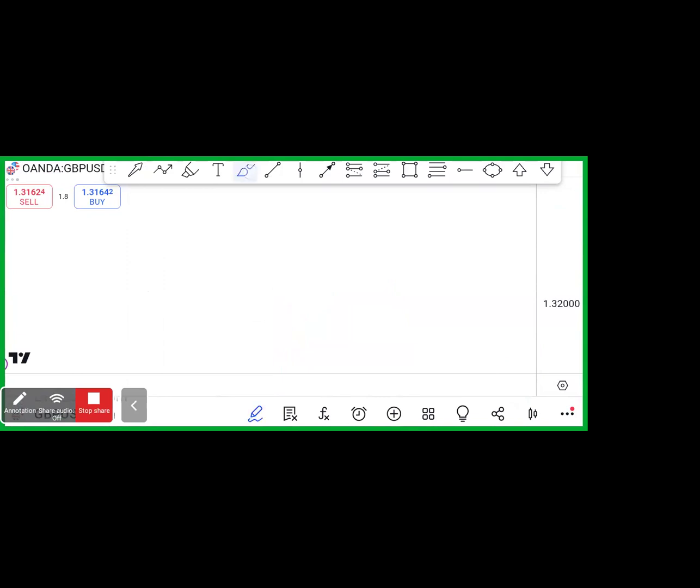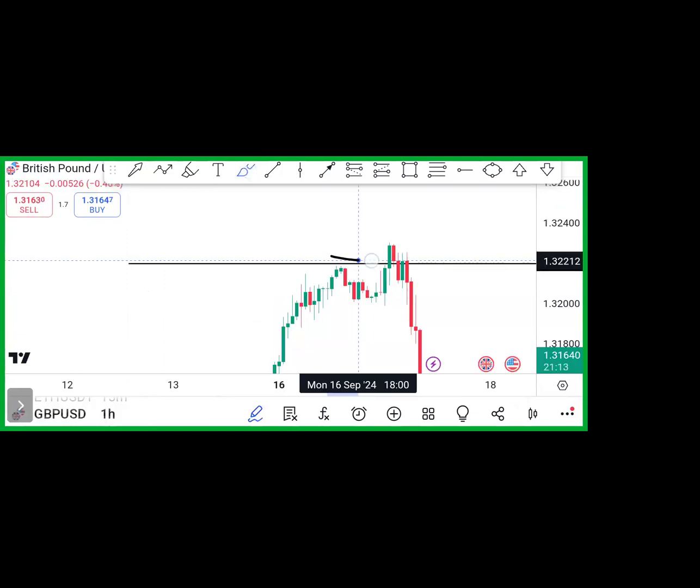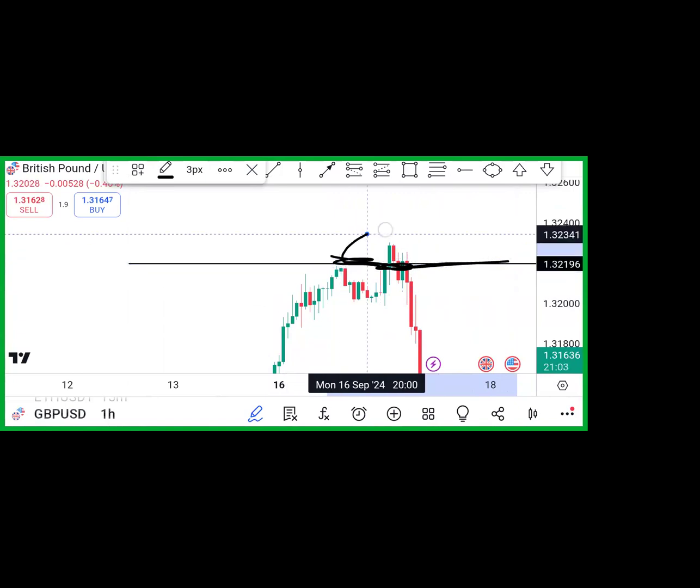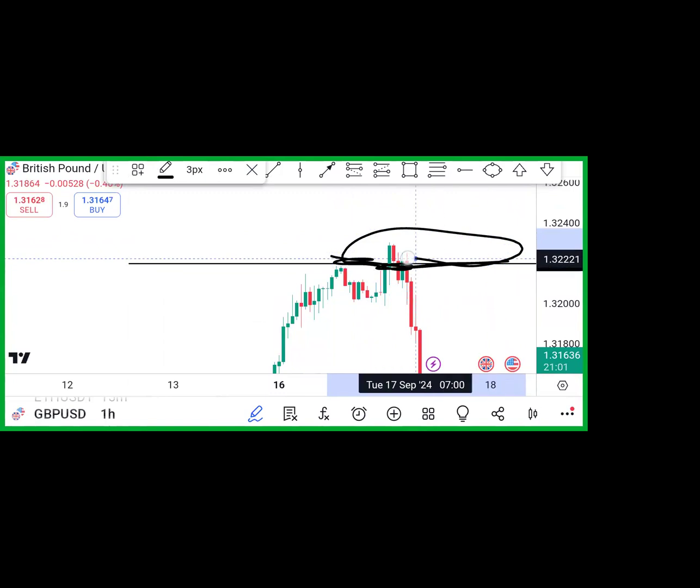If my stop loss is above this resistance level, your stop loss is above this resistance level, other people's stop losses are above this resistance level, right? It means there is liquidity above this level. There's so much money resting there. If the price just goes up and stops me, you, and other millions of traders out of the market, you know what that means? The market has successfully provided so much liquidity.